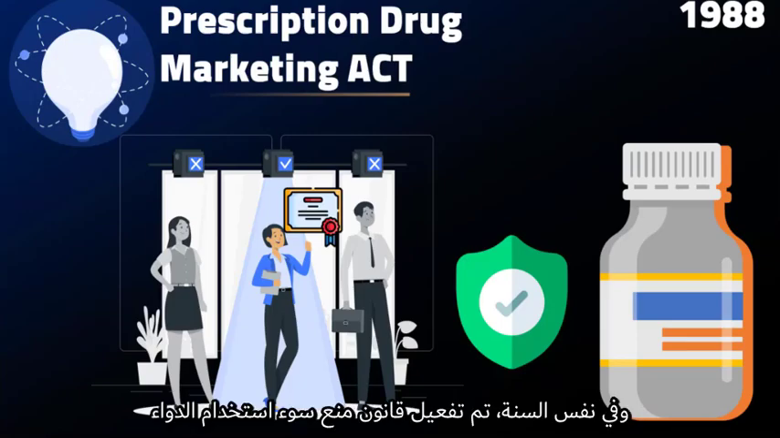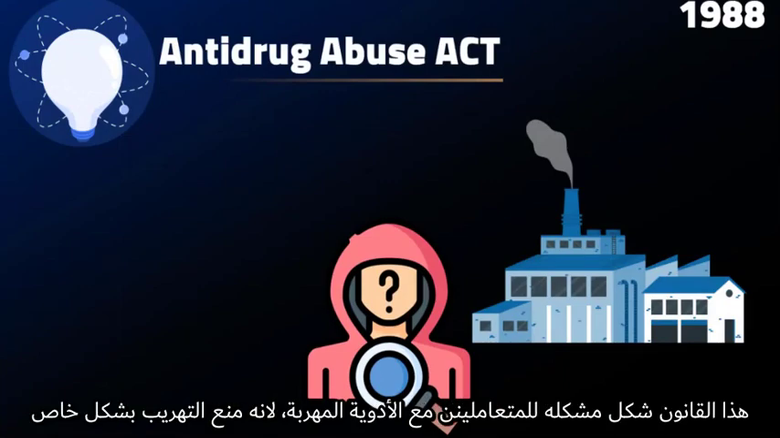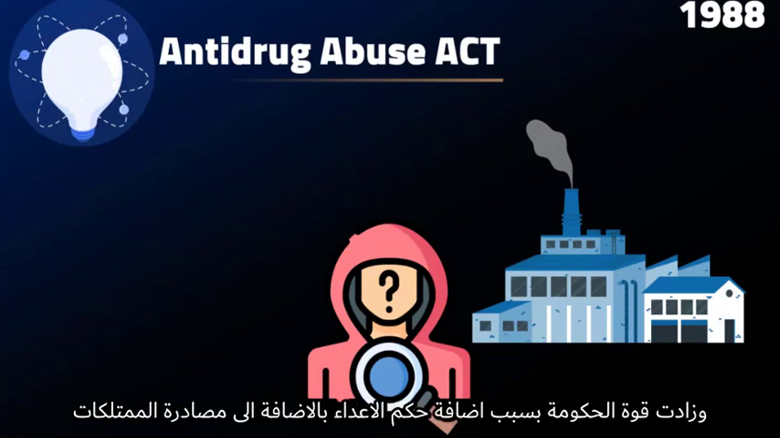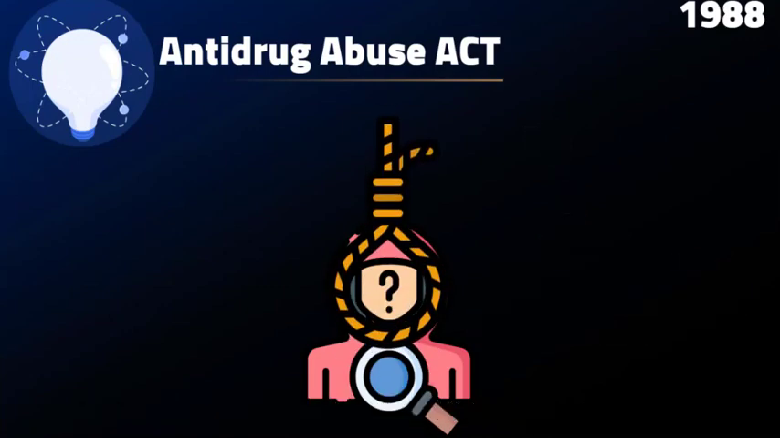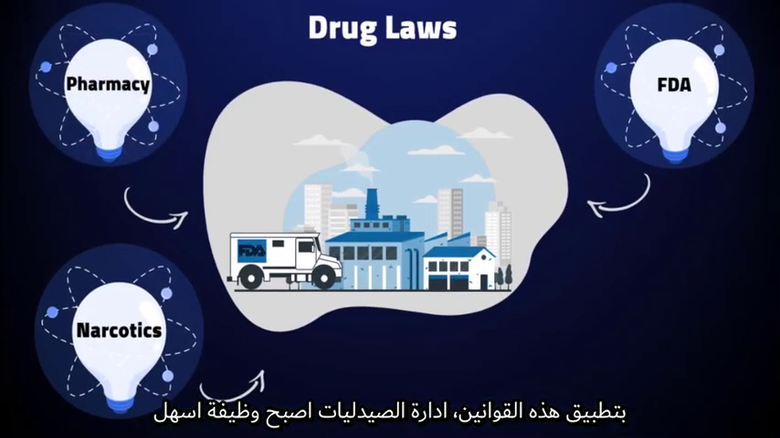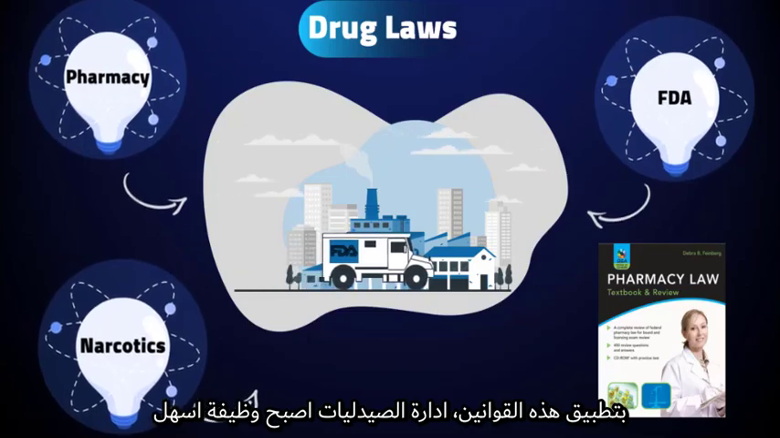And in the same year, 1988, the Anti-Drug Abuse Act was enacted. This act was a problem for traffickers because it established the definition of abuse and strengthened authority of the government by adding the death penalty beside confiscating their properties. By these laws and many more, pharmacy management became an easier job.